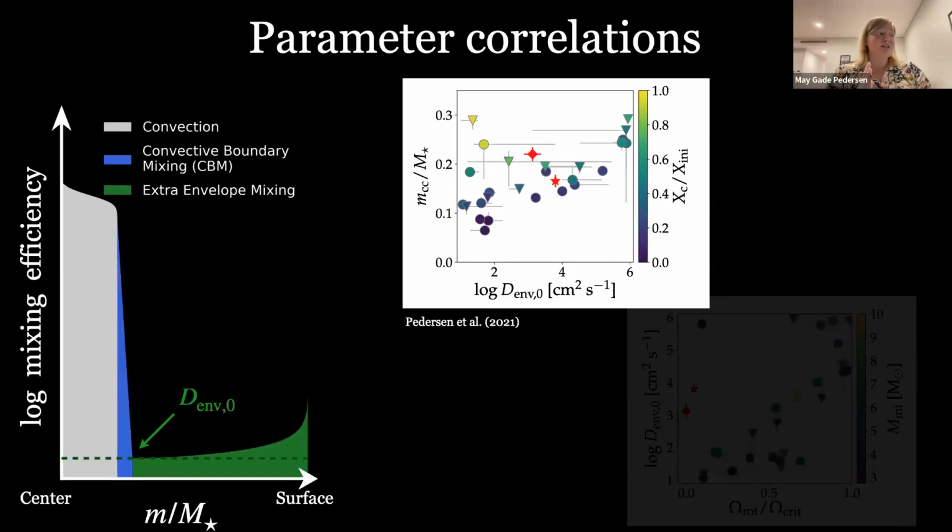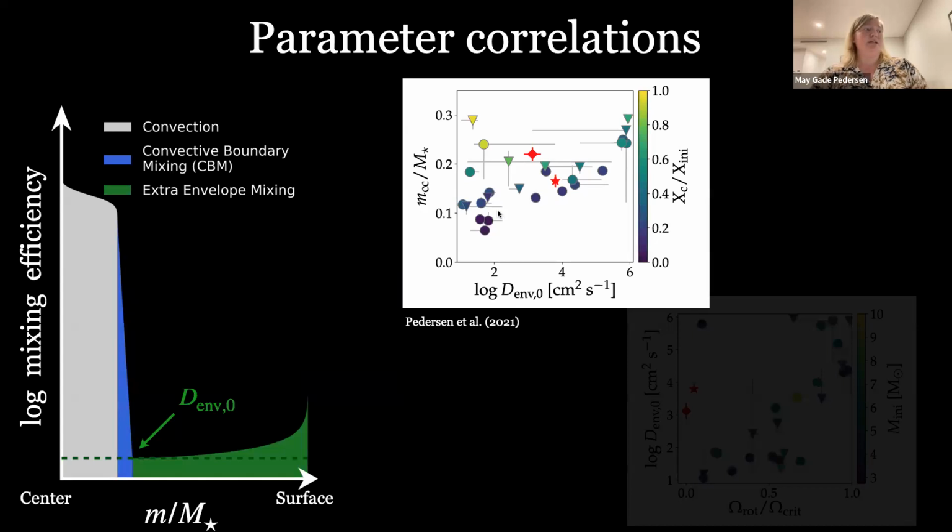Now, if we look at the parameters themselves, I'm just going to look at 2 different correlations that we found for the SPB stars. One of them is looking at the convective core size as a function of the amount of envelope mixing we have. So an increasing number means a higher amount of envelope mixing. These data points are color-coded according to the age of the star, measured as the ratio of the current to initial core hydrogen mass fraction. So the darker the color, the more evolved the stars are on the main sequence.